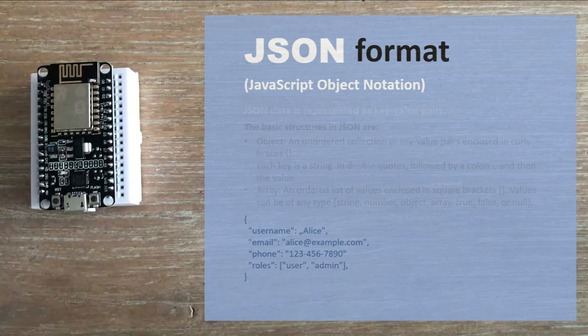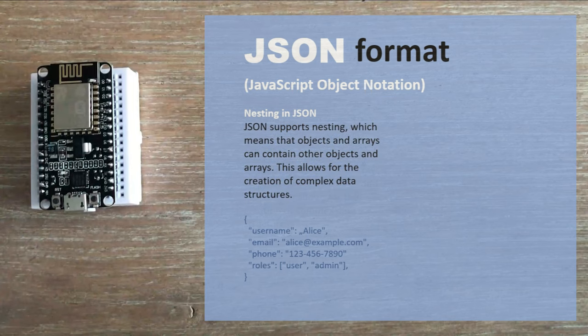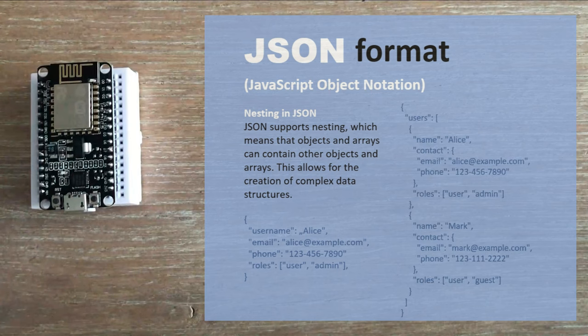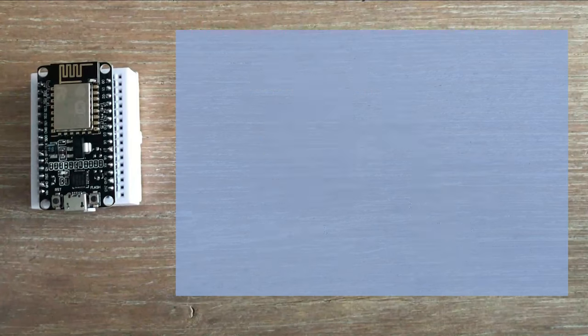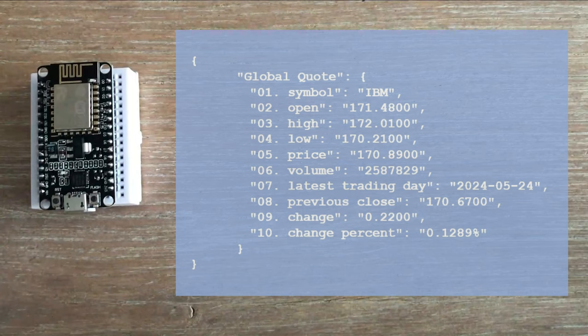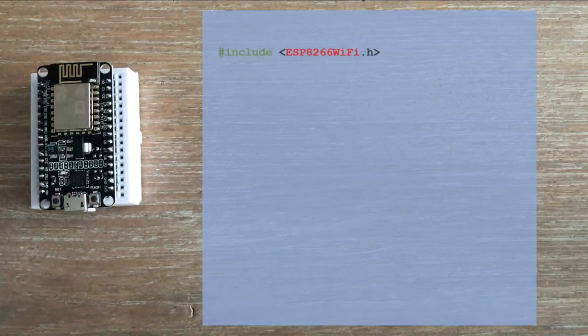It gets more complicated when you nest data in JSON, meaning objects and arrays can contain other objects and arrays. This allows us to create a JSON file containing data for multiple users, which is substantially more complex than the simple example we started with. The JSON for the stock information we will use is straightforward and fortunately comprises key value pairs only, with no nesting. Let's start writing the code.